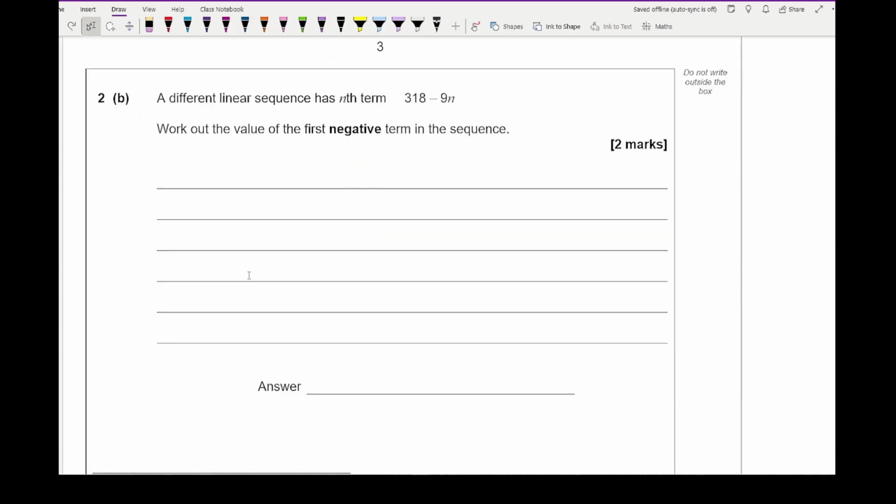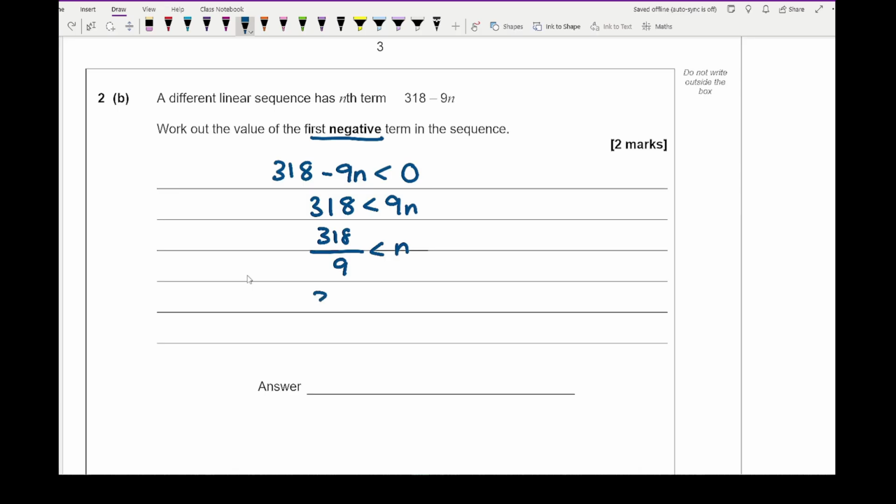Then for question 2b, it says a different linear sequence has an nth term of 318 minus 9n. Work out the value of the first negative term in the sequence. Now for this, what we need to do is make the nth term, which is 318 minus 9n, less than 0, as we're looking for the first negative number. So solving this, 318 is less than 9n, and then 318 divided by 9 is less than n. Now if I type that into my calculator, which I can easily do because this is a calculator paper, I'm going to get 35.3, so 35.3 is less than n.